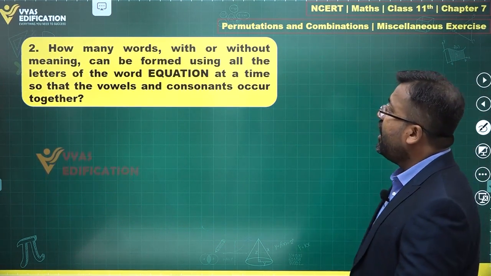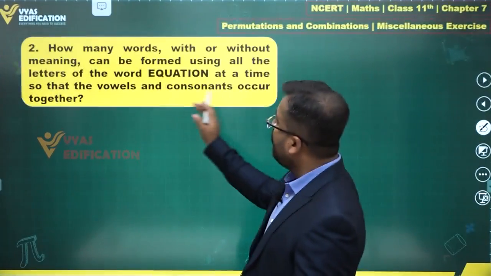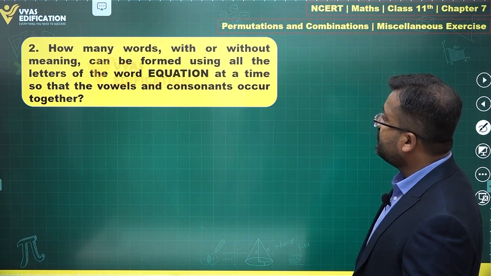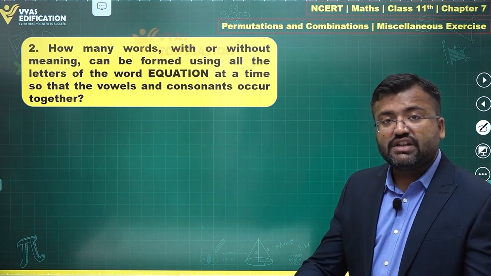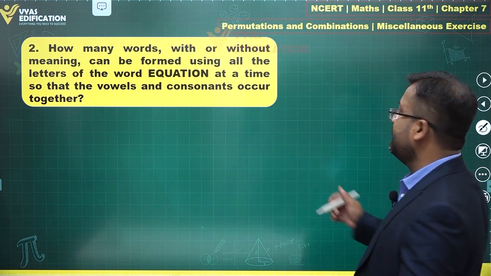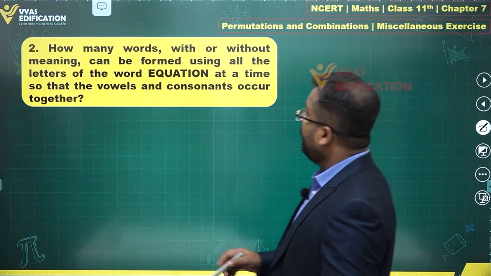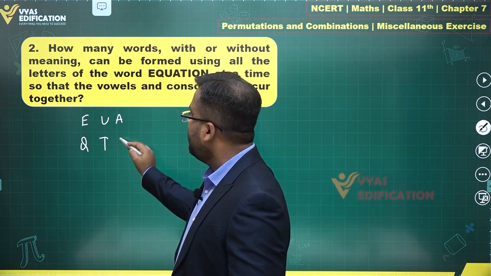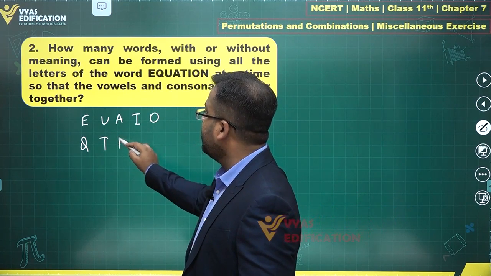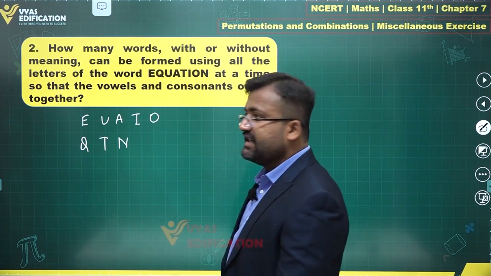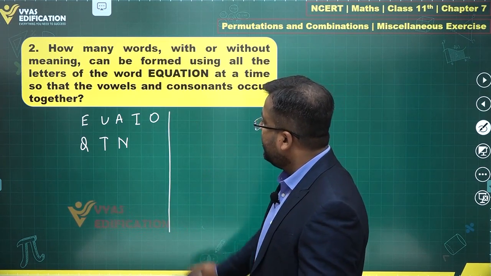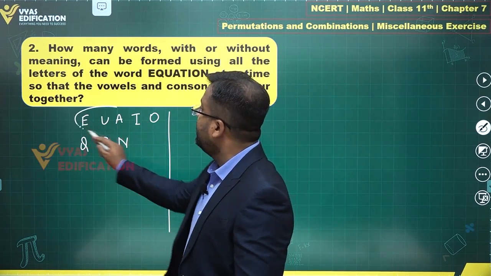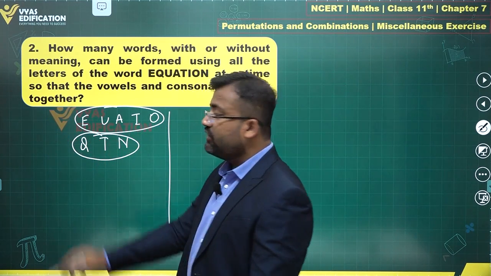Second question says, how many words without meaning can be formed using all letters of the word equation, all letters at a time, so that vowels and consonants occur together. So vowels occur together and consonants occur together. Let's write them first. Equation: we have E, Q, U, A, T, I, O, N. Vowels and consonants, right? First we'll write them separately. Then we need the number of ways, using all the letters, so that the vowels come together and the consonants come together. That's what the question is saying, right?